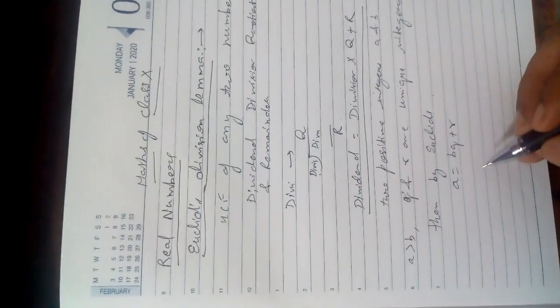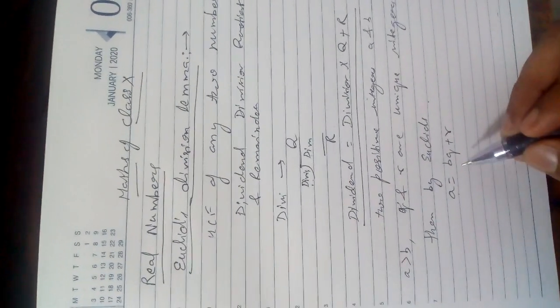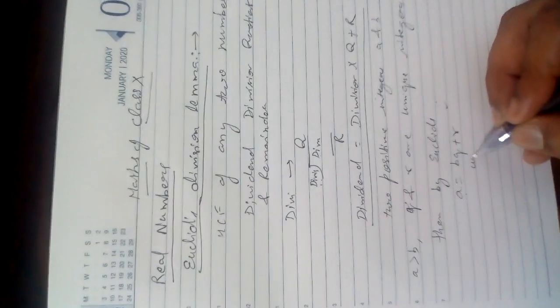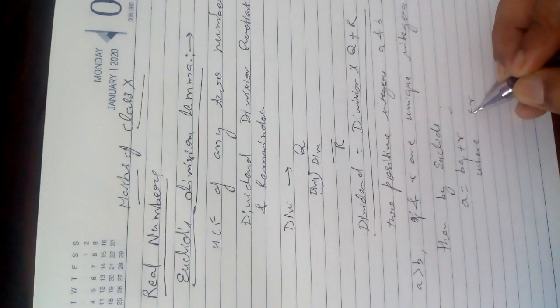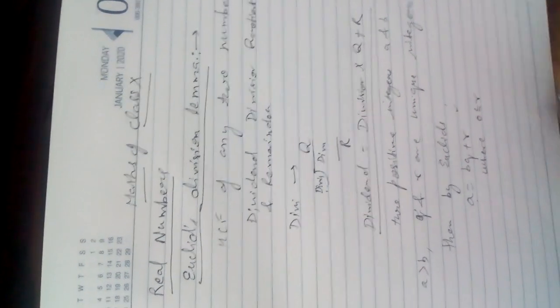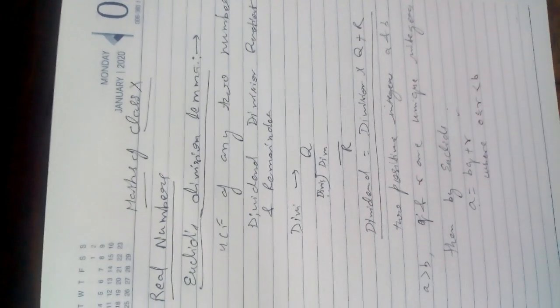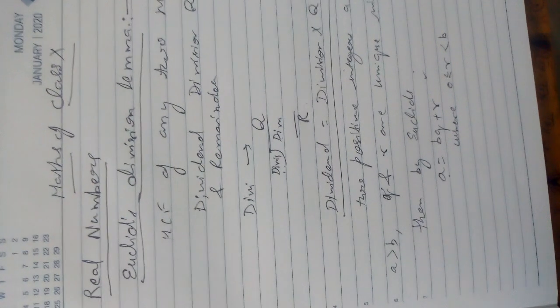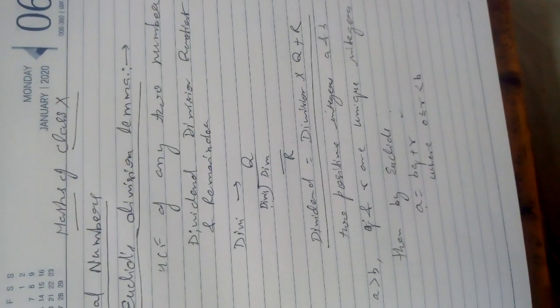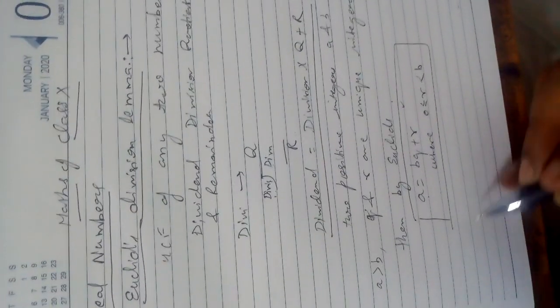So you will get a is equal to bq plus r, but a must be greater than b, only then this is possible, where r is the remainder, and it is always greater than or equal to 0 and less than b. This is called Euclid's division lemma.